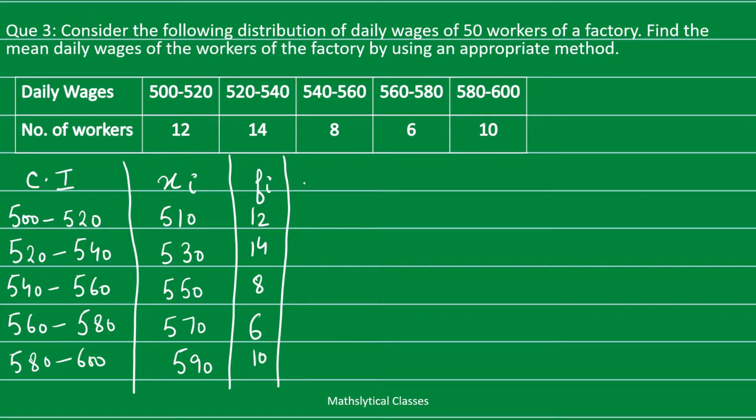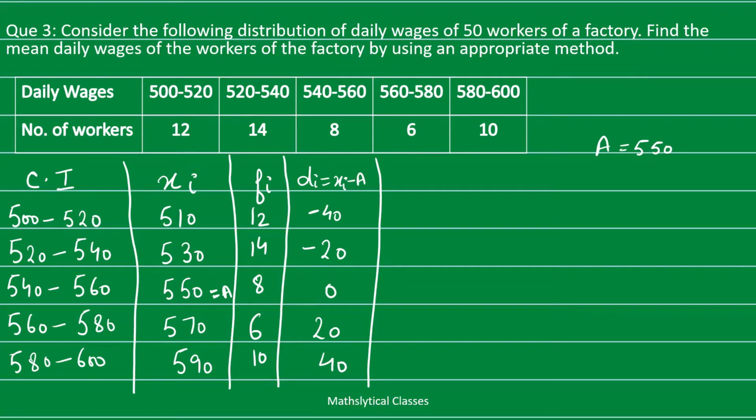Now find out di. Firstly, di will be xi minus A. Let's just assume one of the xi as assumed mean. So just take the midpoint A. Let's just take A to be 550. So find out di. So here 510 minus 550, it will be minus 40, then minus 20, then 0, then 20 and then 40.